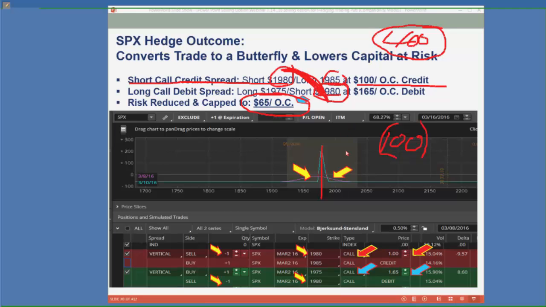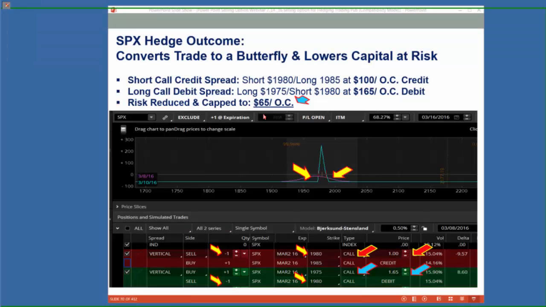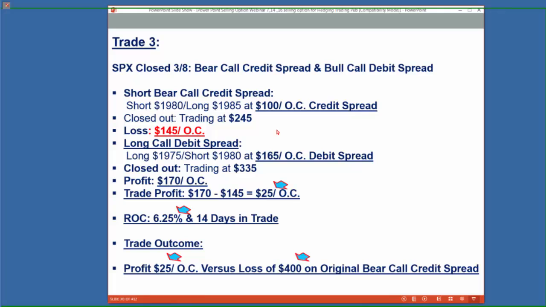So in this, once that butterfly is put on, then you can sit back and then think about the direction. So the most I could lose is 65, if it went down or if it went up. So I like that. So here's the 1980 bear call credit spread, 1975 debit spread, put them together. You've got your butterfly. Now, then the next thing is getting out of it. So if you did nothing and it expires outside of your butterfly, you lose $65 in that situation. But you've got other options now.